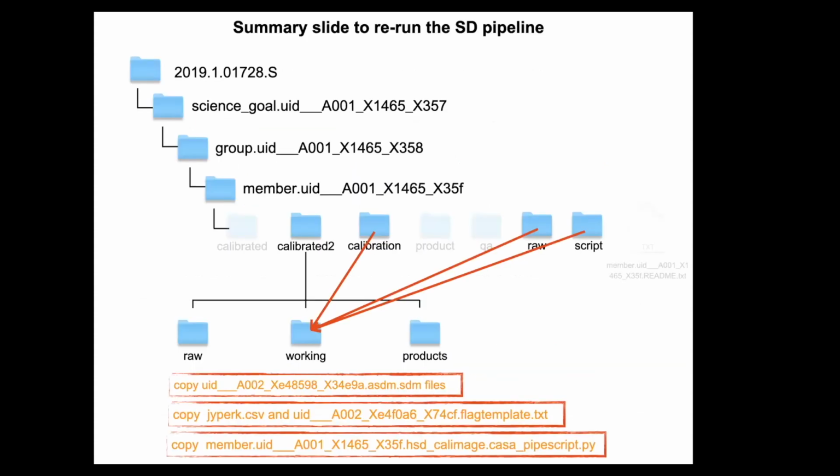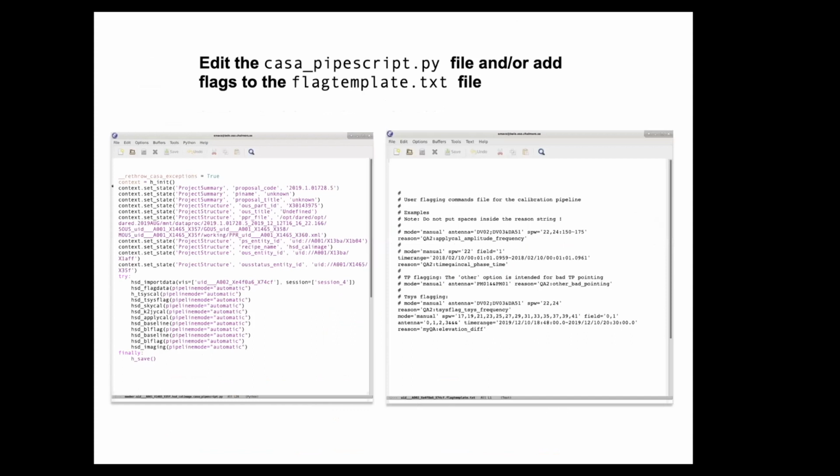Just a summary of what you have to do: like I said, you create a new directory, name it the way you want, but within that directory, you have to have these 3 folders: raw, working, and products. You copy these files from the other folders that you have. You copy the ASDM files, you copy the flag templates and the Jansky per Kelvin file, and then you copy your CASA pipe script and rename it to your working directory under your new calibrated folder. You edit the CASA pipe script .py file.